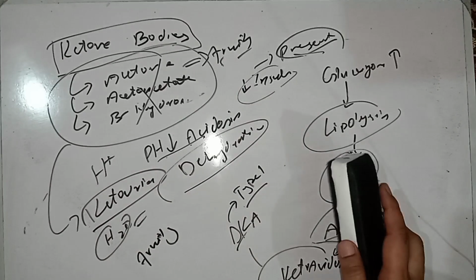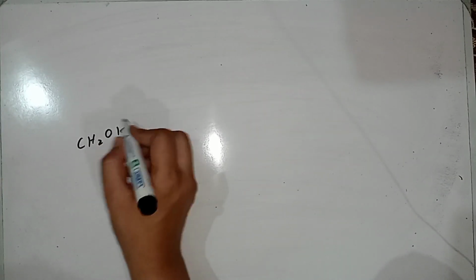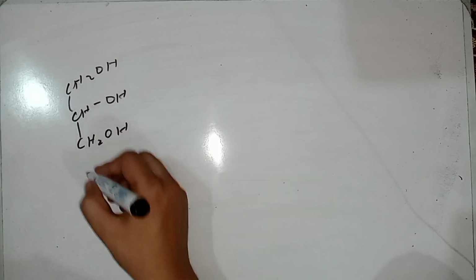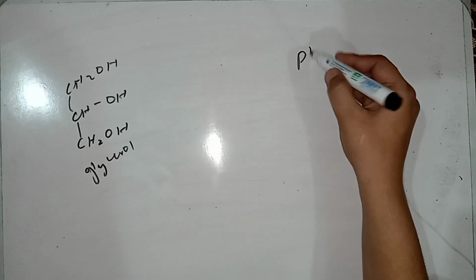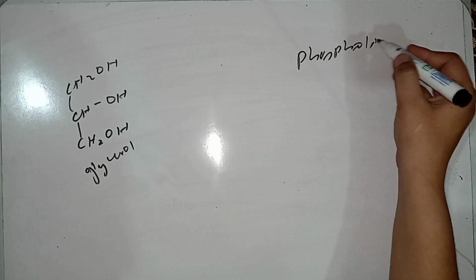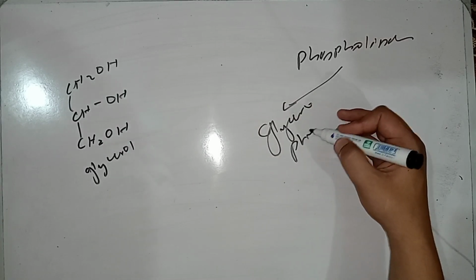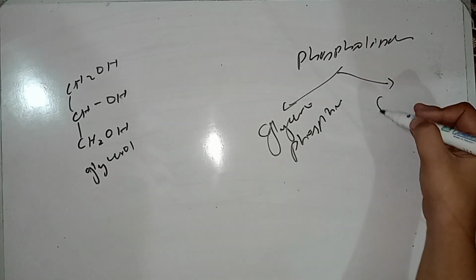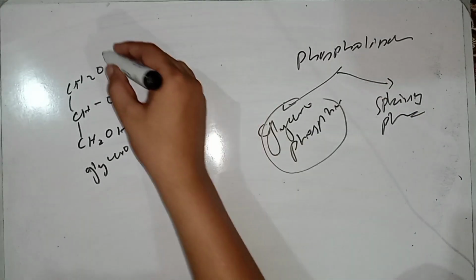Next we come toward chapter 17. In chapter 17 there are a few topics which need to be done. We should first know the structure of glycerol: CH2OH, CHOH, CH2OH. So this is the structure of glycerol, and then phospholipids. Phospholipids are basically of two kinds, which we will be discussing here. Phospholipids can be glycerophospholipids and sphingophospholipids. Glycerophospholipids have glycerol as their backbone.